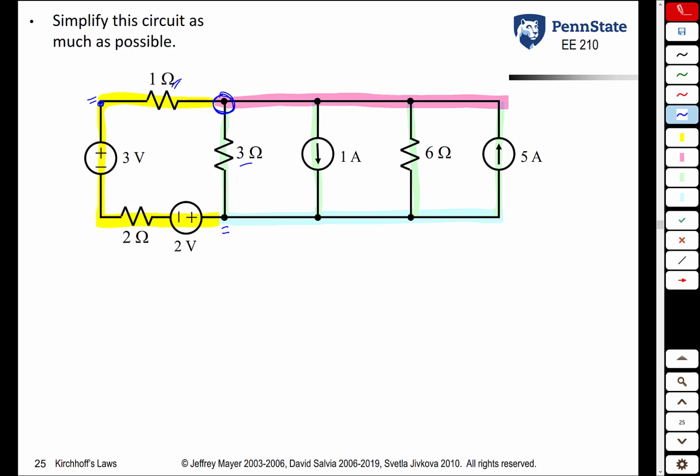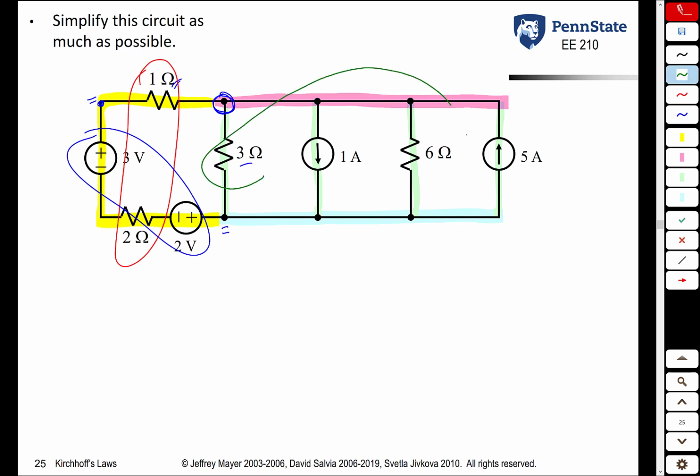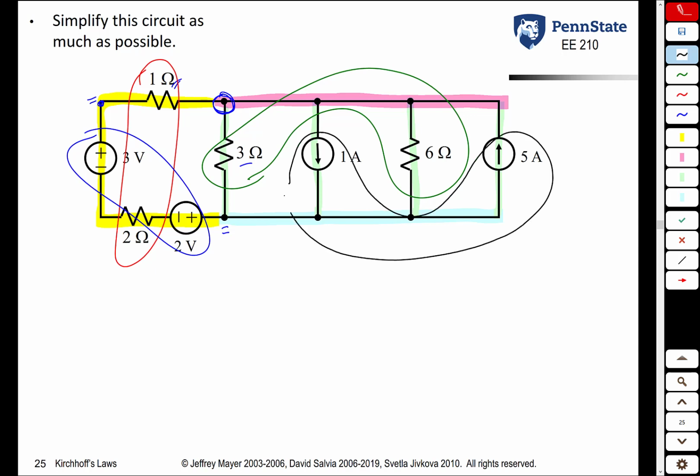At this point, we can now combine things. The 1 ohm and the 2 ohm resistor here are in series. We can add them together. The 3 volt and the 2 volt source are in series. We can add them together. This 3 ohm and 6 ohm resistor are in parallel. We can combine them together. And finally, this 1 amp and 5 amp source are in parallel, so we can combine them together.